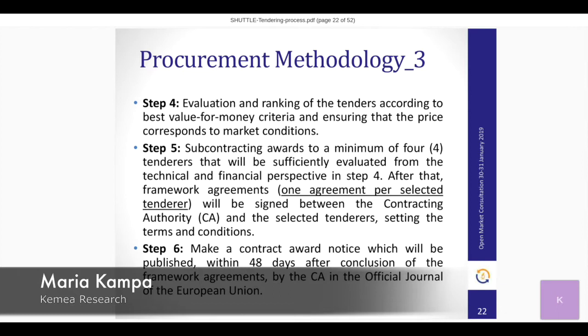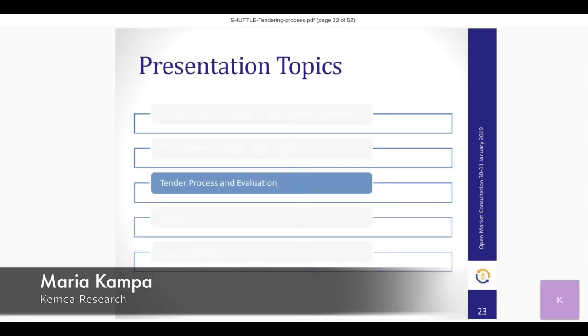And the final step is that the contract award notice will be published within 48 days after the conclusion of the framework agreement by the contracting authority in the official journal of the European Union. Moving on to the tender process and the evaluation.